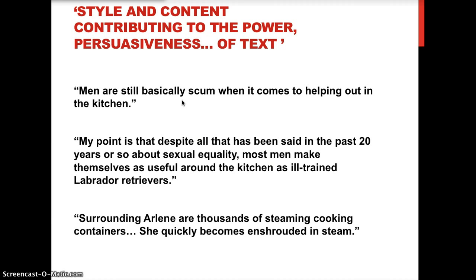Normally, a word like scum would be a pretty bad word to use, especially for a guy reading it, but since it's a guy that said it, it doesn't seem so bad, and this really lightened the mood for the entire essay. I'll go down to the third quote.